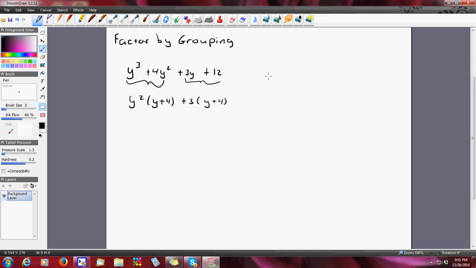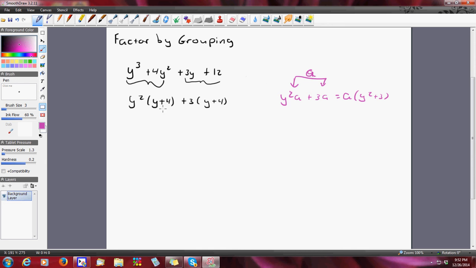Now, here's the thing. I'm going to do some work over here simultaneously. If I had y squared a plus 3a, and I asked you to factor this, what would you do? Chances are you would notice that they both have an a in common. You'd take out an a, and you'd be left with y squared plus 3. Well, that's exactly what I'm going to do.